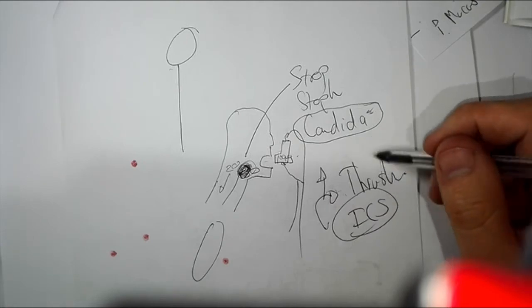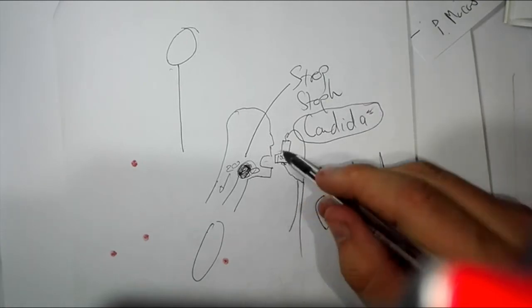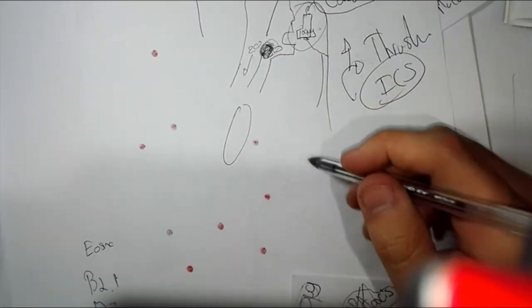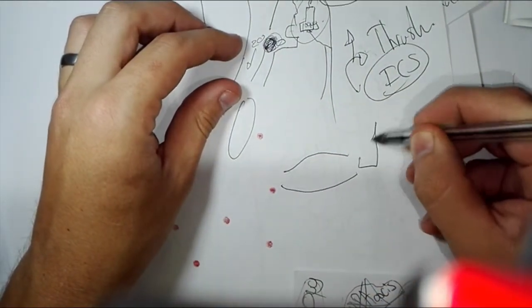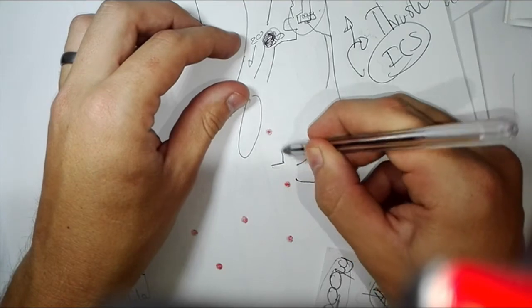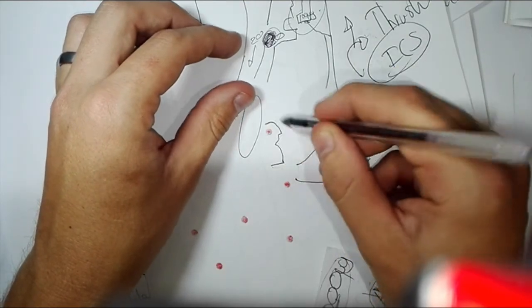How can we reduce it? By rinsing our mouths with water after inhaling. Or we can make use of a spacer. Remember, the spacer looks something like that. So now the pump will be there, and this is the mouth here.